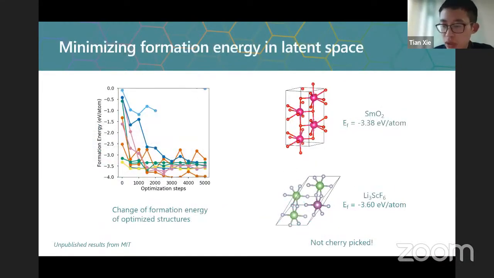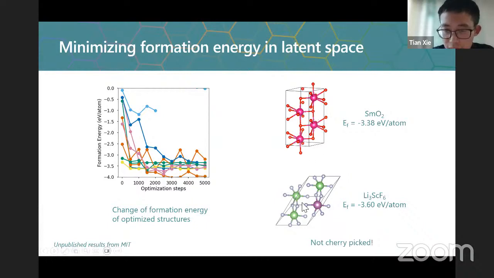In addition, we have also explored the direction of conditional generation. We're trying to minimize the formation energy in the latent space and directly generate materials with low formation energy. So these are the 10 optimization trajectories that we have for the material. We found that we can have around a 70 to 80% success rate in generating materials with formation energy in the lowest 5% tier of materials.